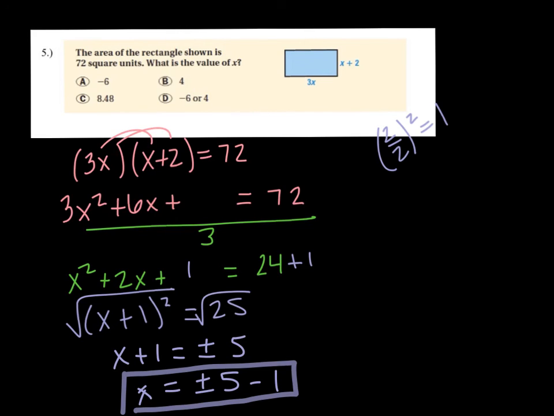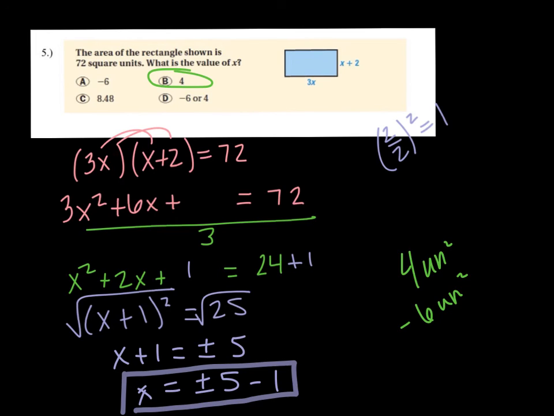So, if we're looking at our problem, positive 5 minus 1 would give us 4 square units. So you could just write 4 units squared. Or negative 5 minus 1 would give us negative 6 units squared. So we said, if we're talking about a real world problem, we can't really have negative measurements. So it's really going to be positive 4.